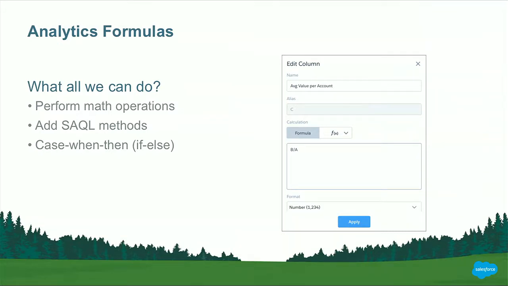So when you use compare tables, you can edit a column, and then you can either use formulas or functions. If you hop onto the formula screen, it allows you to use the existing measure and derive a new measure out of it. And you can use formulas like math operations, you can use SAQL methods, or you can use some case when then statements like if else. So that's really handy, and I'll show you how it really works shortly.